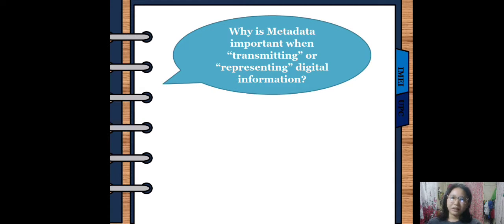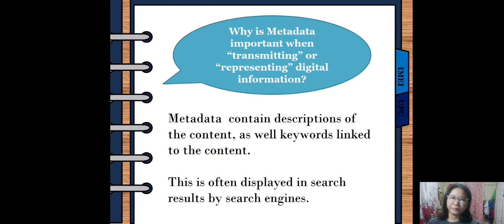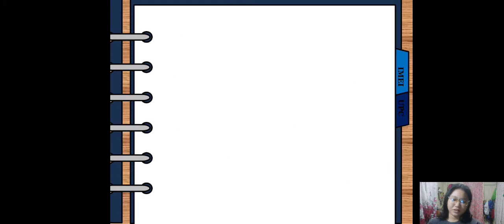Why is metadata important when transmitting or representing digital information? Metadata contain descriptions of the content as well as keywords linked to the content. This is often displayed in search results by search engines.